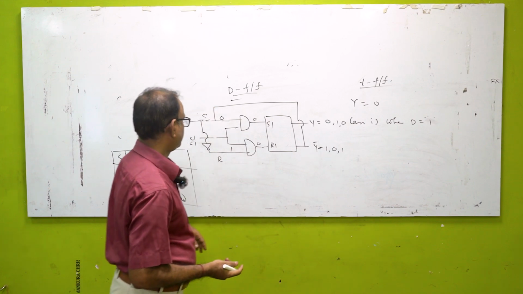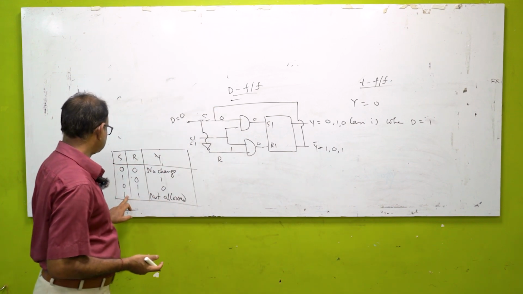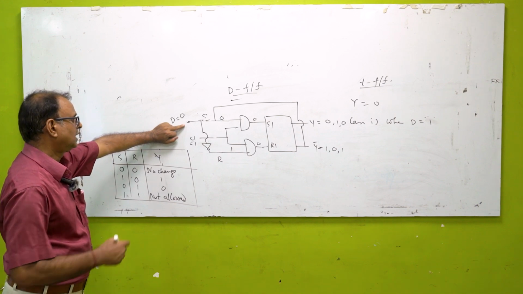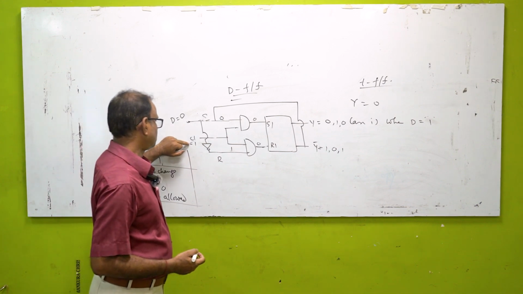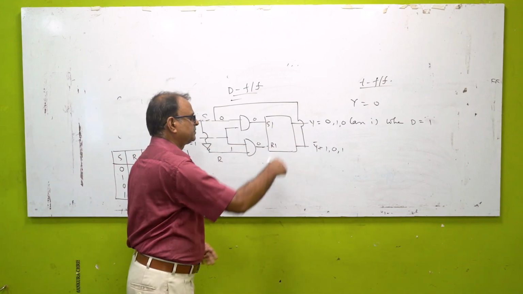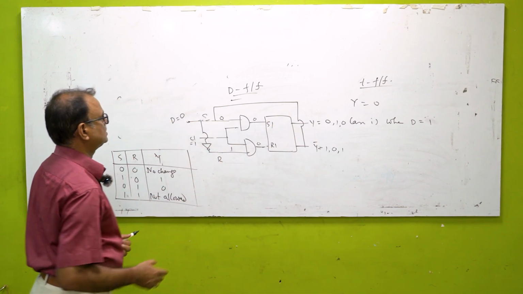In the toggle flip-flop, this last condition is not there. Here only one input will be there, and after the clock is switched on, that one will be there, and it will keep on changing between 0 and 1. So this is your toggle flip-flop.